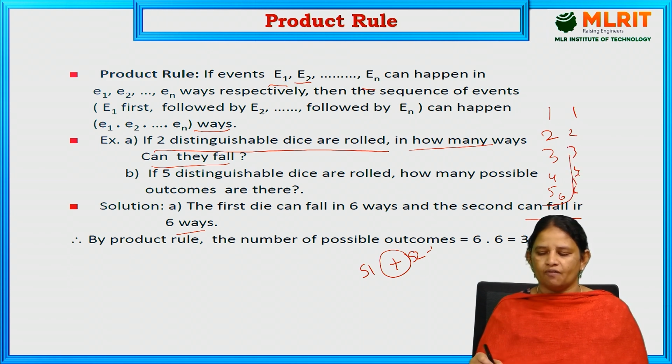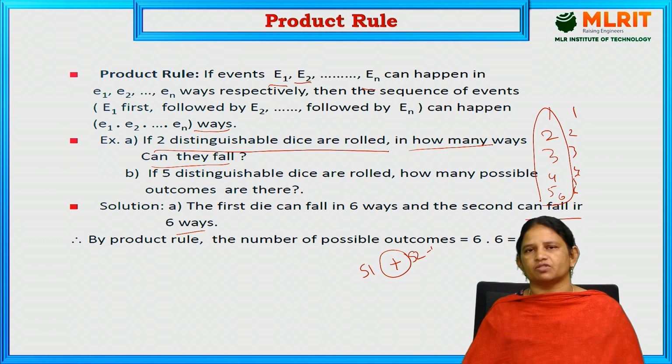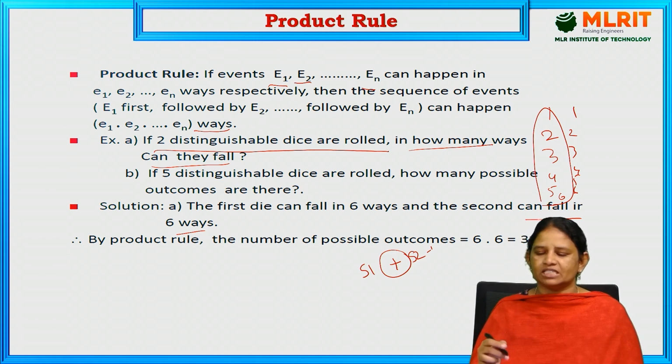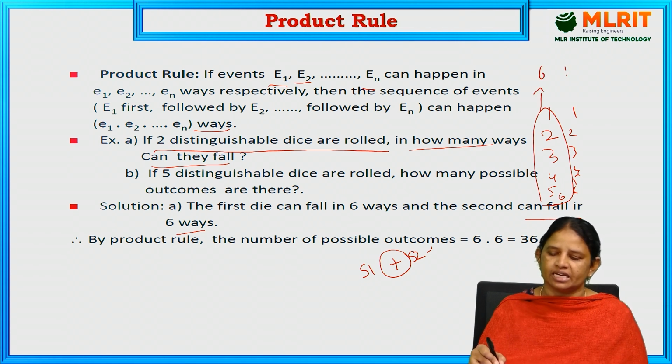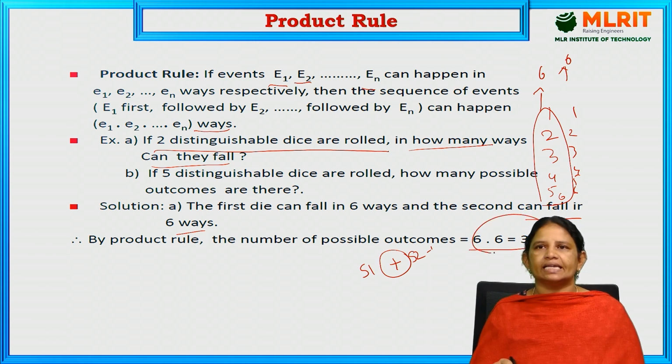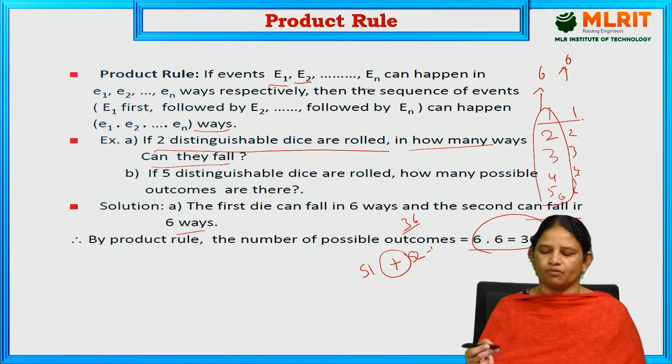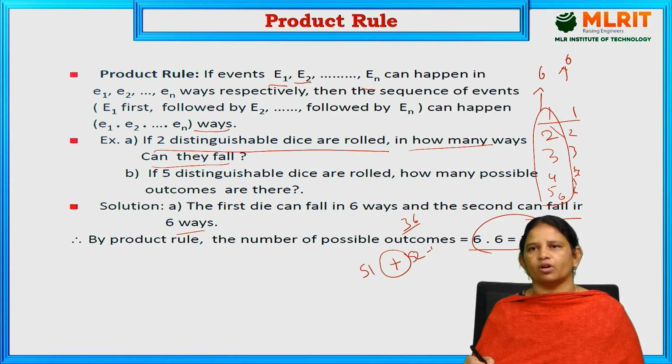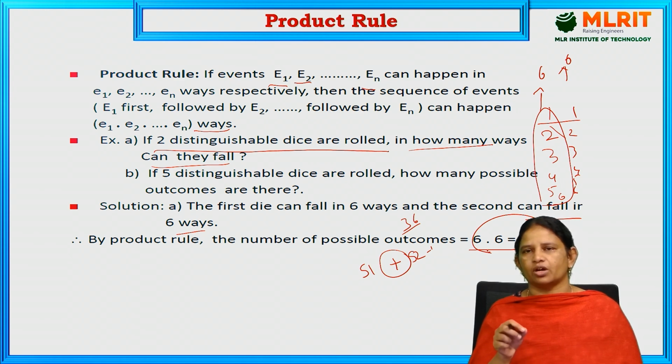That means the first die has 6 possibilities and the second die has 6 possibilities. The first event happens in 6 ways, the second event happens in 6 ways. Total 6 times 6, 36 ways we get the event. So if two distinguishable dice are rolled, they can fall in 36 ways. First time we may get 1, 1, or 1, 2, 1, 3, 1, 4, whatever it may be. But according to the product rule, there are 36 possible outcomes.